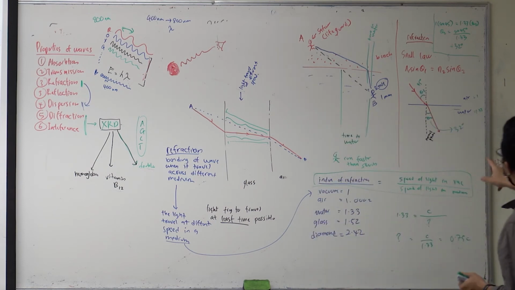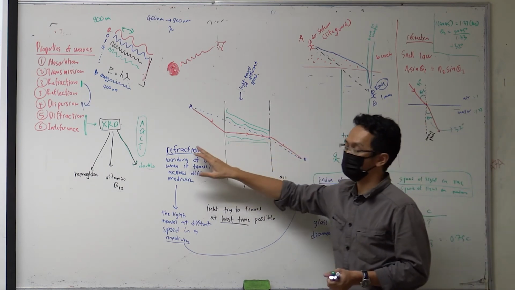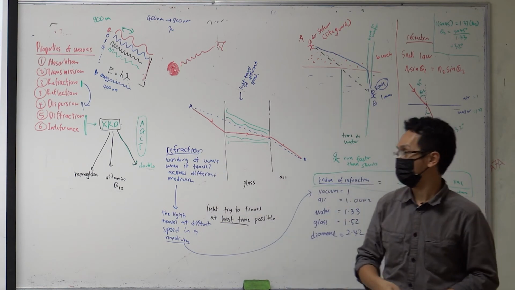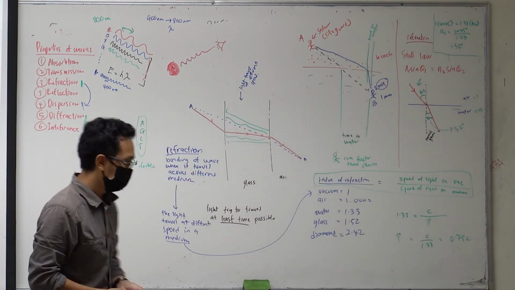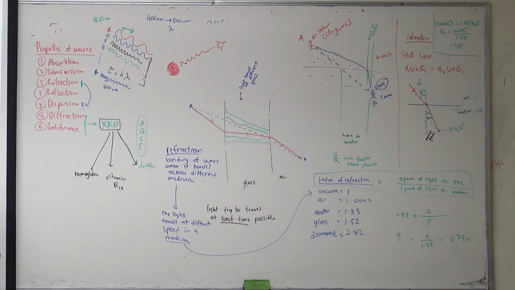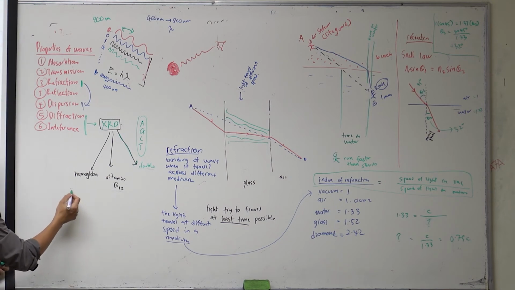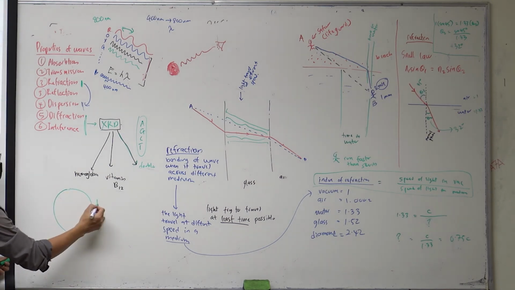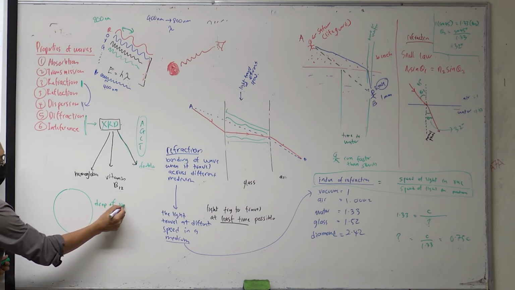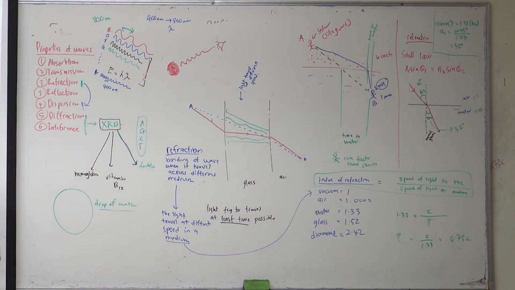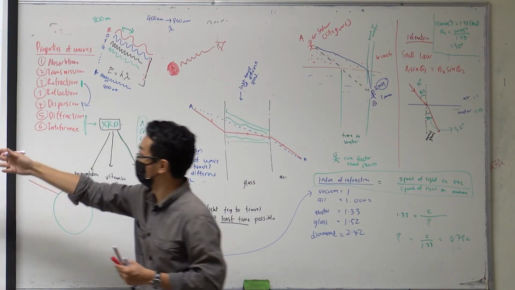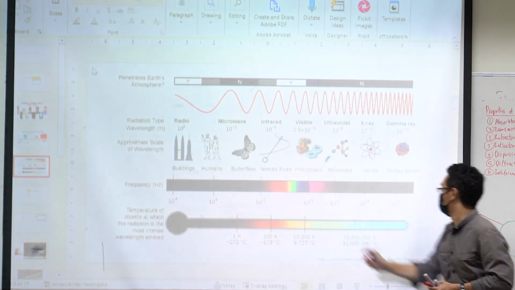So this phenomenon, the refraction, is what causes the rainbow to happen. Because when you have a rainbow, it's basically refraction and reflection together. For example, let's say this is a drop of water, and then the sunlight is coming in. Remember, the sunlight is made up of the spectrum of visible light, red until blue.